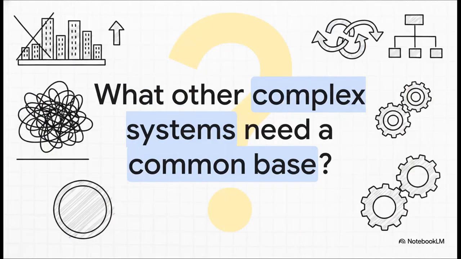It really gets you thinking, doesn't it? If normalizing our variables works so perfectly for electricity, eliminating the chaos of wildly differing scales, what other massive, chaotic systems are out there, just waiting for the right common base to make them simple? Think about that the next time you're staring down a tangled, complicated problem.